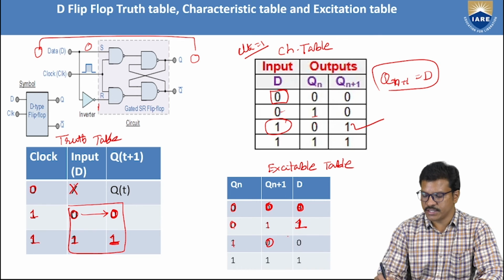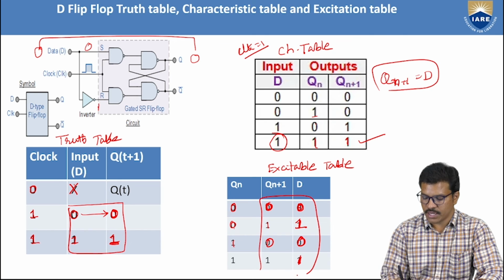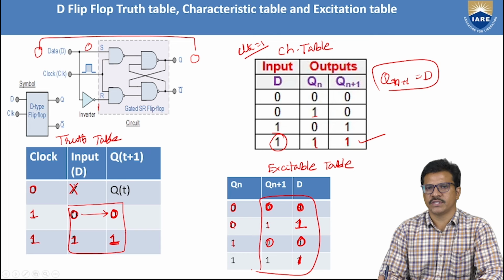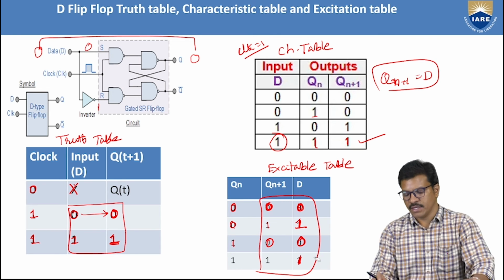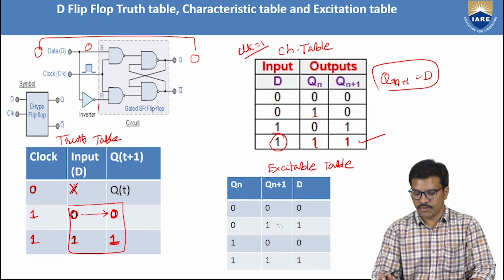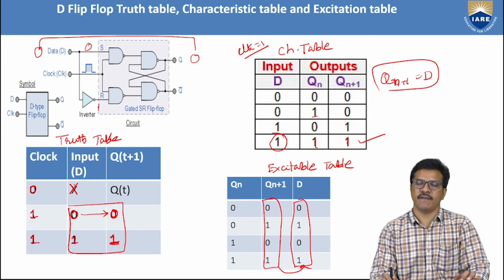Present state 1, next state 0. The D must be 0. Present state 1, next state 1. At what combination of D? D is equal to 1. So in this case also, both are the same because Qn plus 1 is equal to D. So for the excitation table for D flip-flop, we know the present state and next state, and we get the D. That means the second column is copied to the output, and we get the D flip-flop.